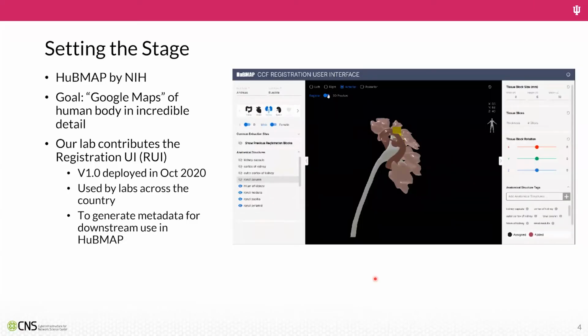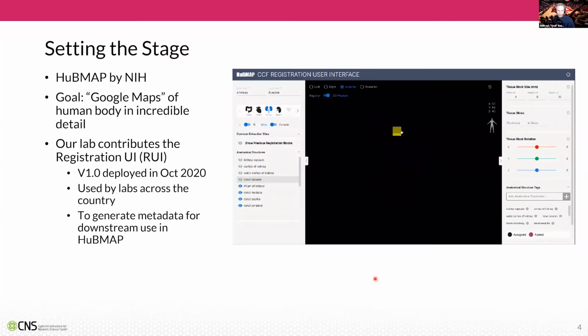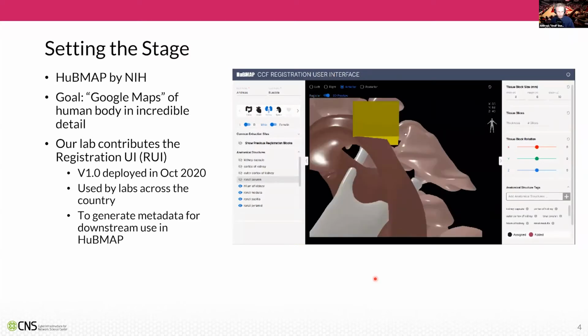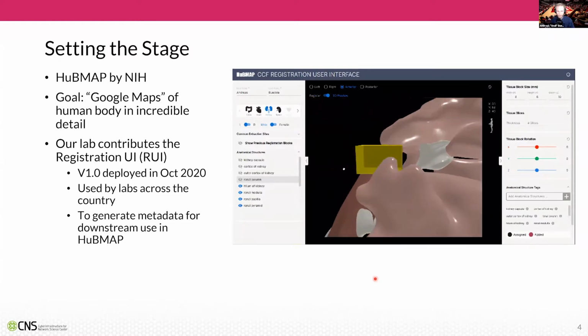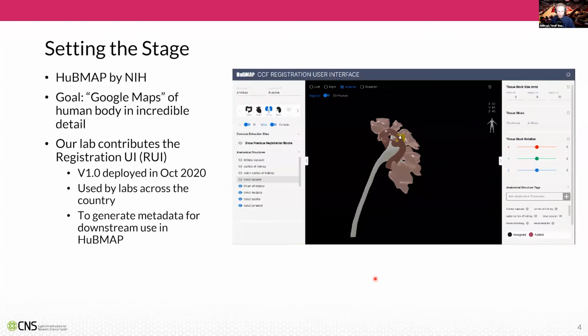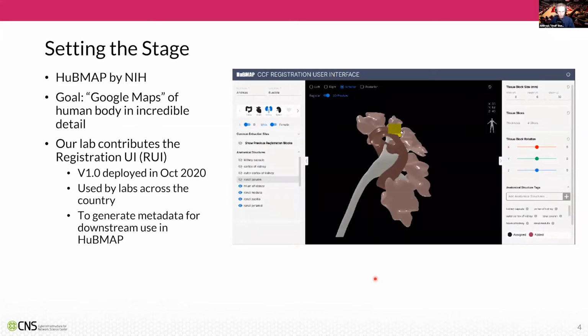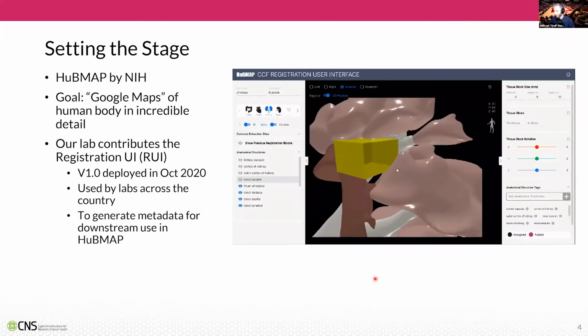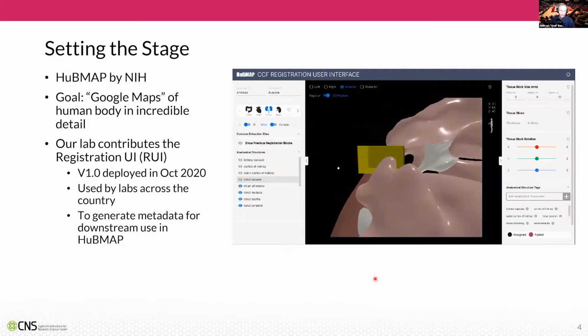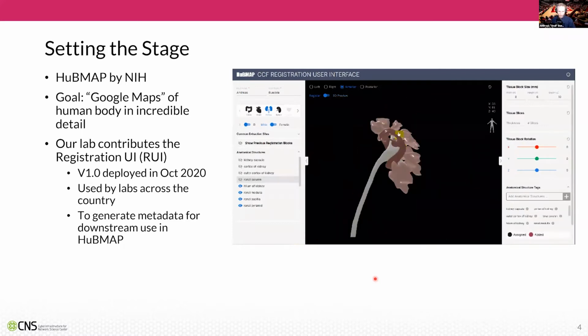So the RUI is part of HubMap by NIH, with the stated goal of creating a Google Maps of the human body in incredible detail. You can see that here on the right side. Our lab contributes the registration UI, or RUI. Version 1.0 was deployed just recently in October 2020 after about 1.5 years of prototyping and development. It is used by labs across the country to generate metadata for downstream use in HubMap.